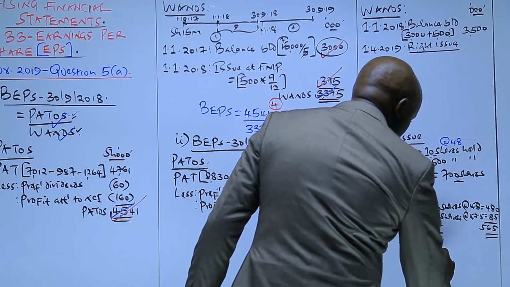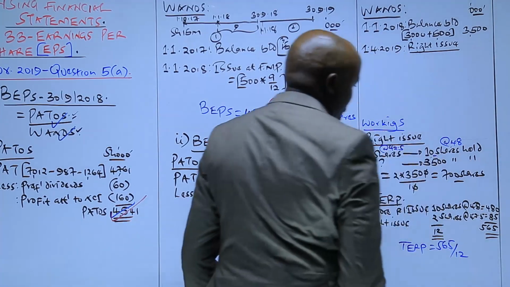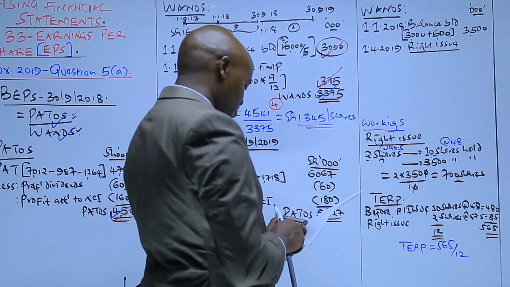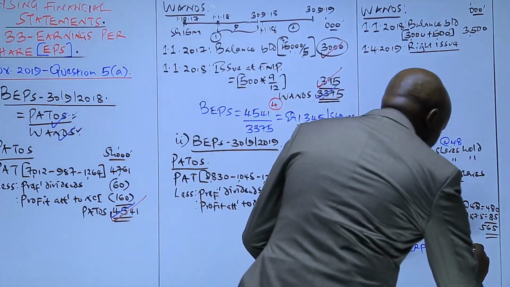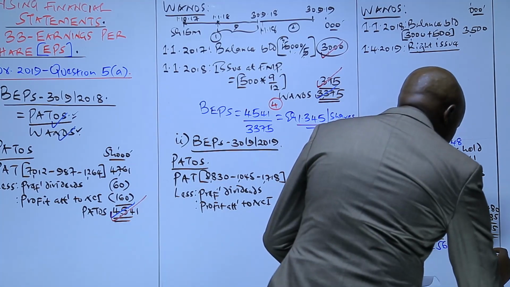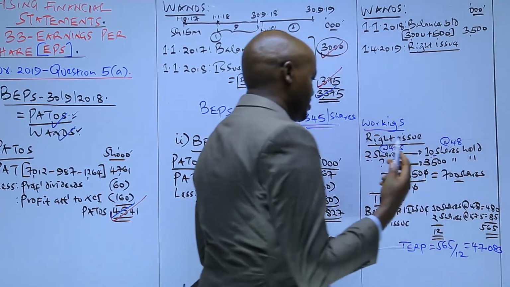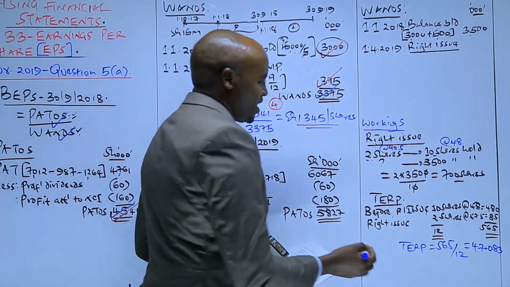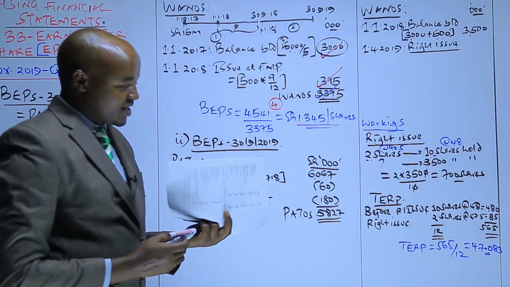It is the market price of 1 share after the rights issue, which is equal to the price of 12 shares divided by 12, so that we get the market price of 1 share after the rights issue. That will give us 47.08. So this is basically the theoretical ex-rights price, the market price per share after the rights issue.